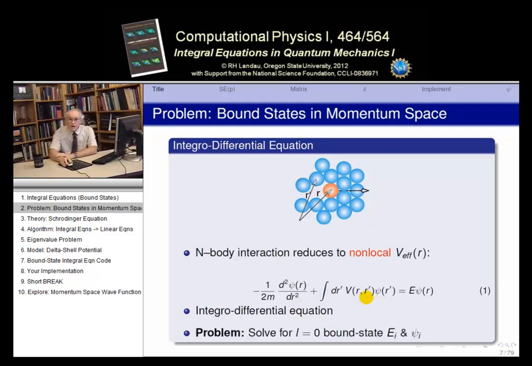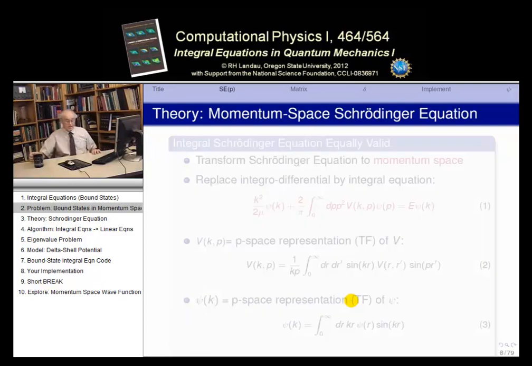So your problem, your work problem today, is to try to solve for bound states. Try to make the simplest possible bound states as L equals 0, zero angular momentum bound states, calculate the wave function, and calculate the energies for the bound states of this quantum system. The quantum system being a many-body system approximated by an effective non-local potential. So let's go on and say, how do we do this? So look at this next slide.